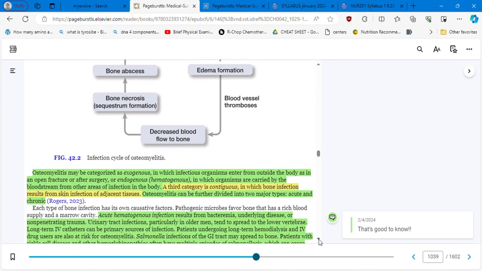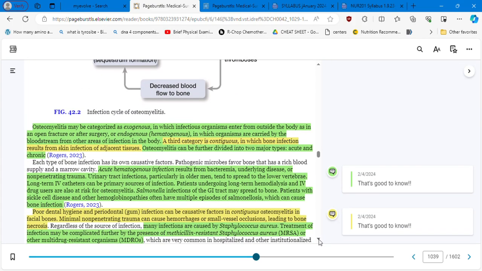So osteomyelitis may be categorized as exogenous, in which infectious organisms enter from outside of the body, as in an open fracture or after a surgery, or endogenous, hematogenous, in which organisms are carried by the bloodstream from other areas of infection in the body. A third category is contiguous, in which bone infection results from a skin infection of adjacent tissues.